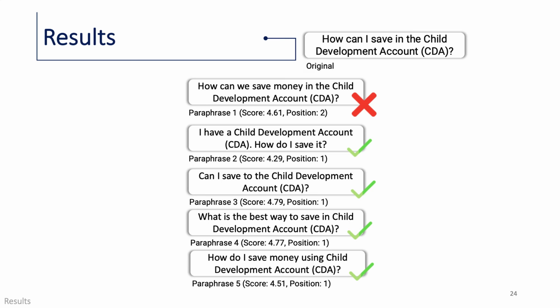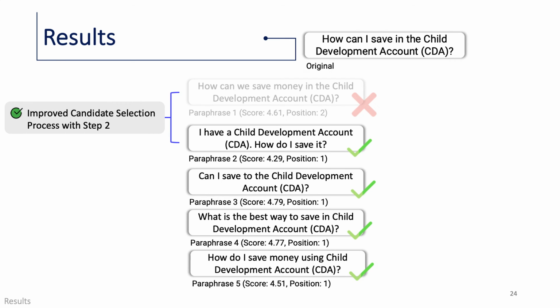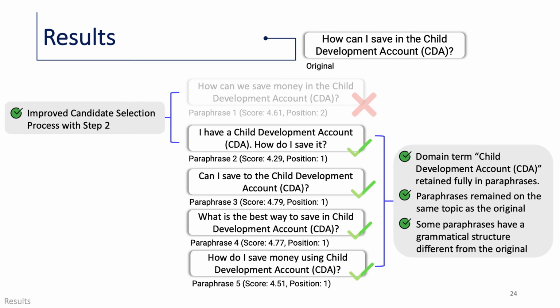For my results, I've included some additional paraphrases that were generated by the system for the original question: How can I save in the child development account (CDA)? From paraphrase 1 and 2, we can observe that candidate selection is now more reliable with the step 2 that I designed, as we cannot depend solely on the semantic score between the paraphrase and its original. From paraphrase 2 to paraphrase 5, the paraphrases retain the domain term child development account in full, while they remain on topic and have varied grammatical structure.